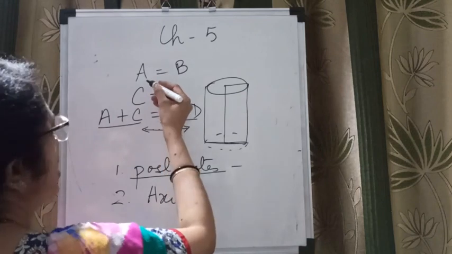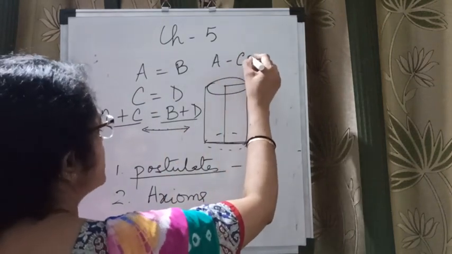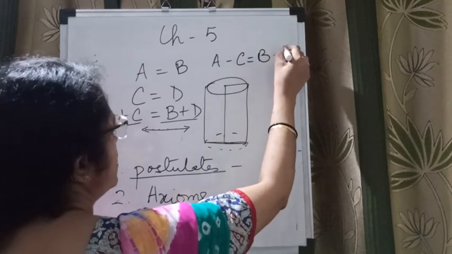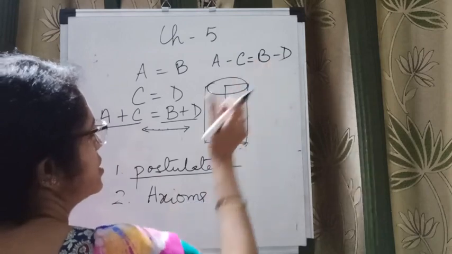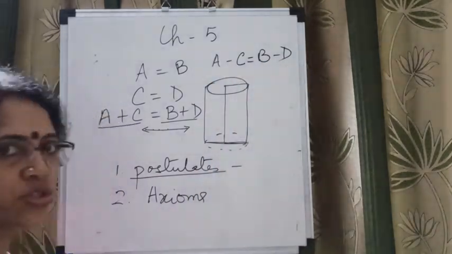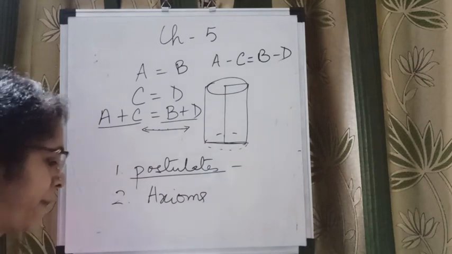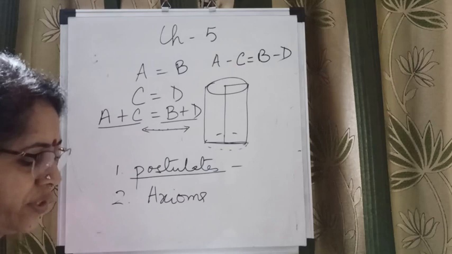Likewise, if instead of adding, we write A minus C equals B minus D, this difference will definitely be equal to this difference, because A equals B and C equals D. That is why. Then things which coincide with one another are equal to one another.